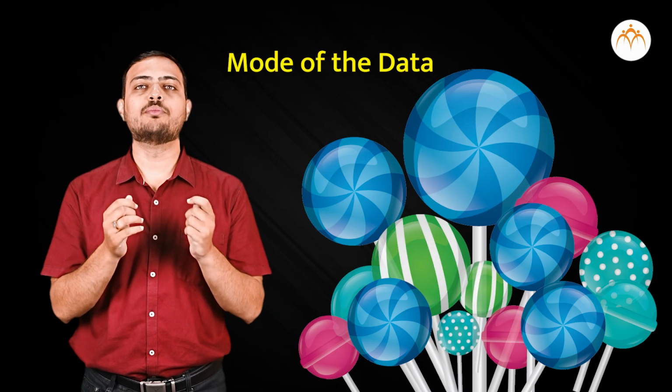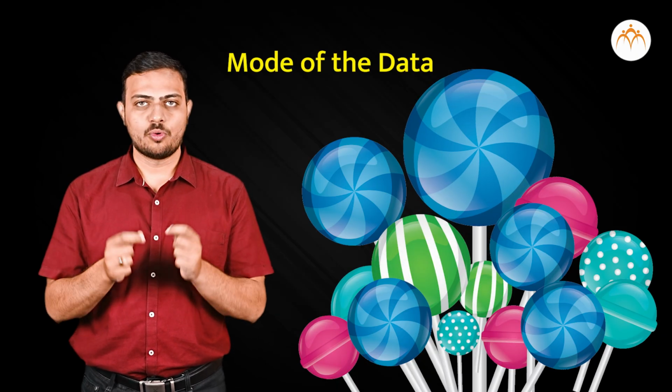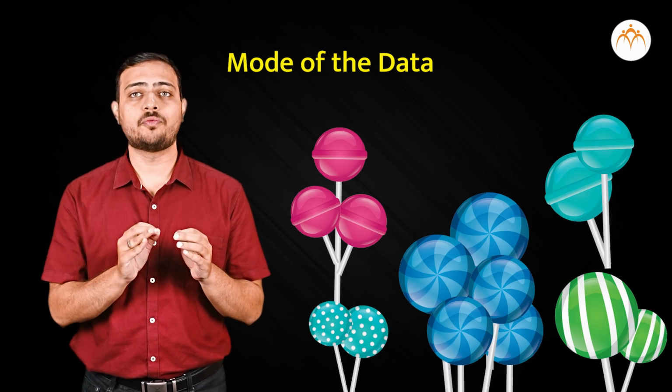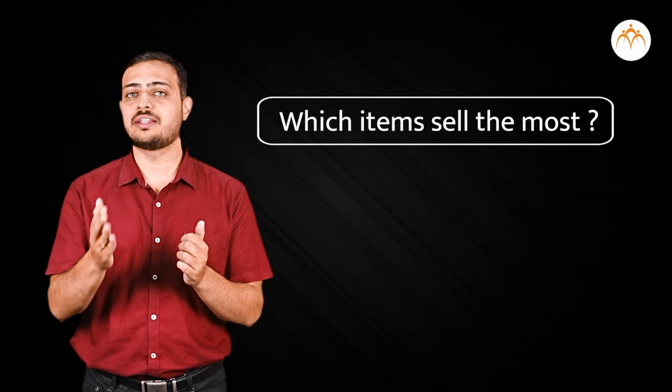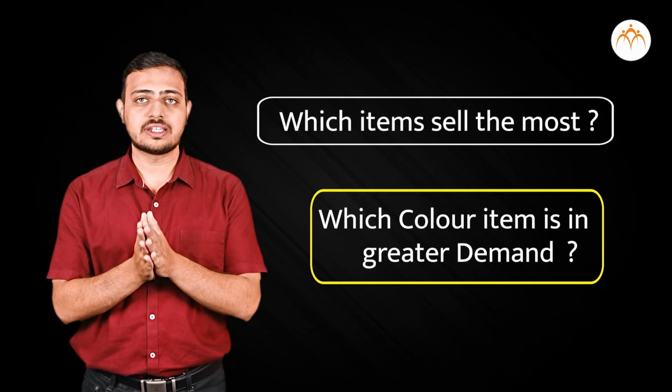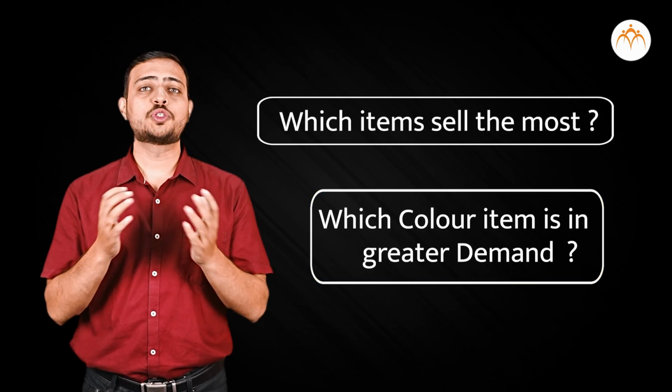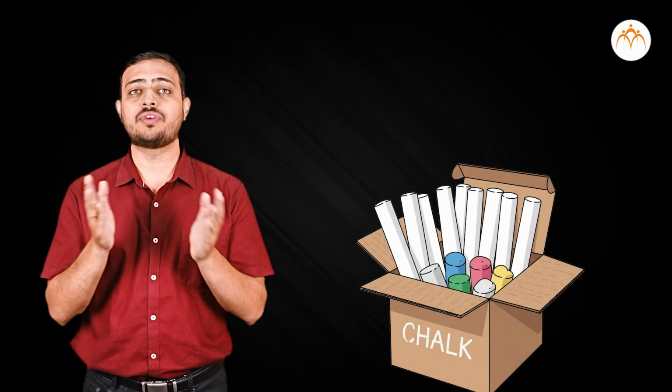The score repeating the maximum number of times in a given data is called the mode of the data. The mode of a group is the number that occurs the most often in a given set of values. We need mode to study factors such as which item sells the most, which color item is in greater demand, etc. For example, schools require chalk of different colors.